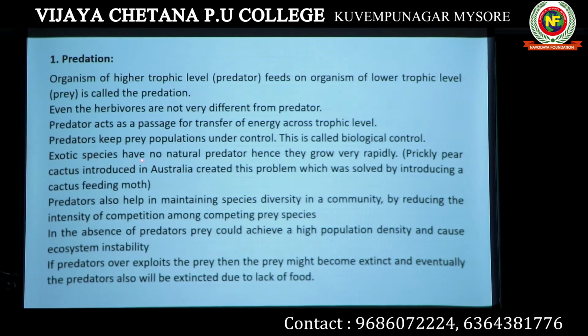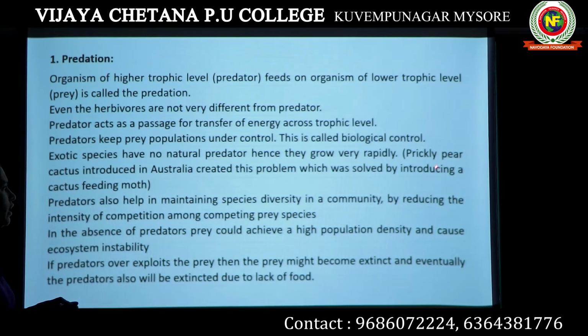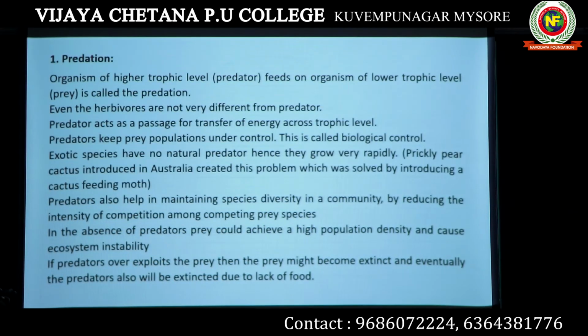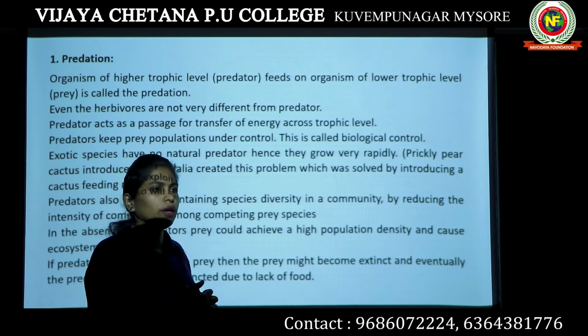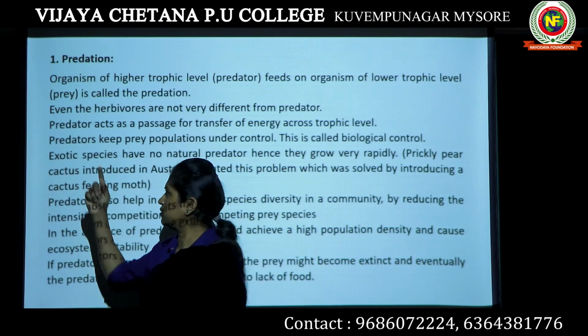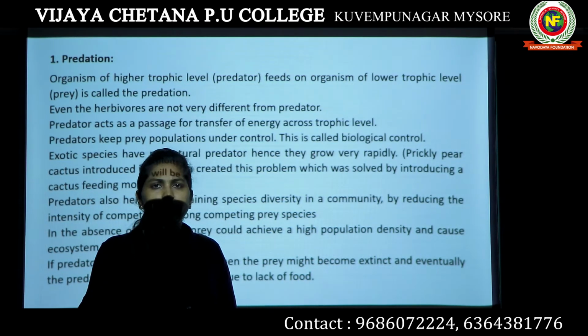Exotic species have no natural predators, hence they grow very rapidly. Here we can take the example of the prickly pear. The prickly pear cactus, introduced in Australia, created this problem, which was solved by introducing the cactus feeding moth. I have not given the picture here. Now, exotic species have no natural predators. What are exotic species? Exotic species are the species... I'll give you an example for this.